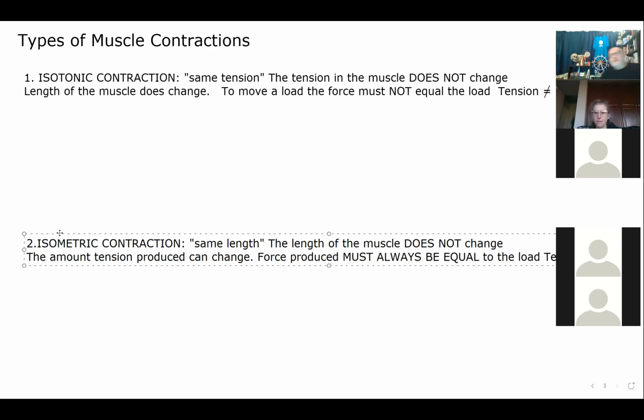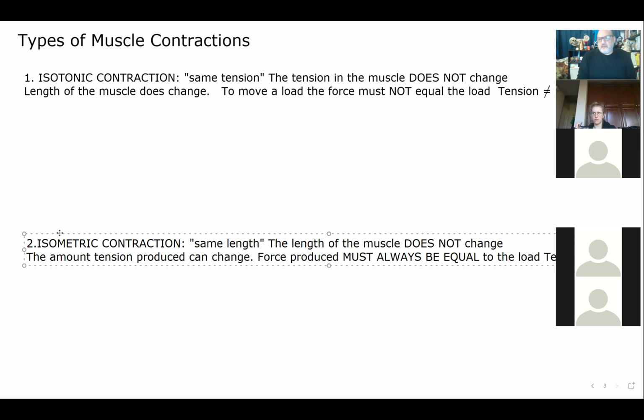Now, this is where things get a little tricky. So you can do this at home. What I want you to do is pretend you're lifting a really heavy weight and flex your elbow. And as you're flexing your elbow, where are you feeling the tension? Do you feel that in the biceps brachii or do you feel that in the triceps brachii?